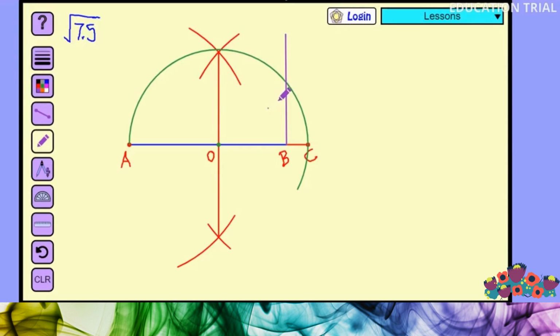So we have done. This will be the point having square root of 7.5 unit. I am marking a point here as D. We can see that BD will be a line segment having length square root of 7.5.